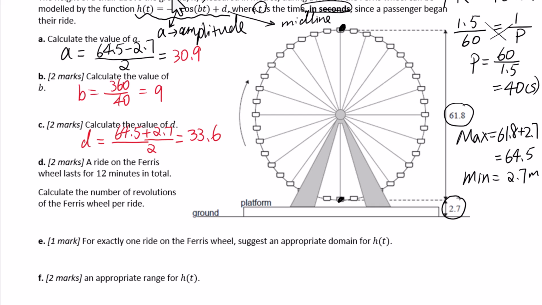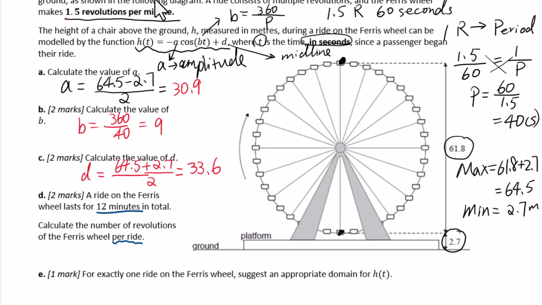Let's go to D. A ride on the Ferris wheel lasts for 12 minutes in total. Calculate the number of revolutions on the Ferris wheel per ride. Use this information: per minute, 1.5 revolutions. 12 minutes will be 1.5 times 12 equals 18 revolutions.